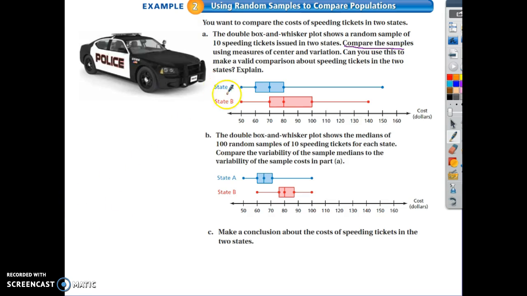If we look at state A, we see that there's a very short tail from the smallest data point up until the beginning of the box, while on the right-hand side there's a very long tail extending from the right side of the box. State B is a little bit pushed to the right, so these are not symmetrical.